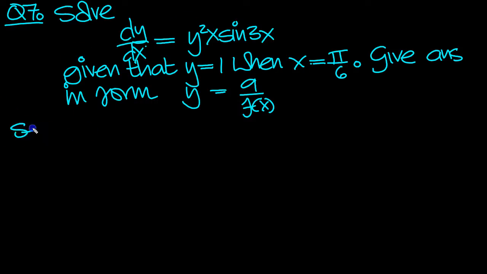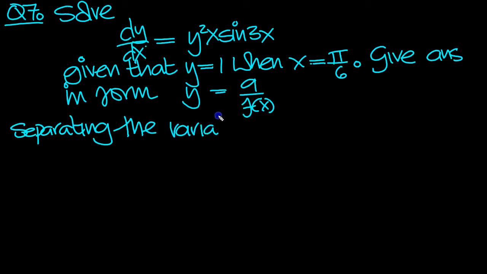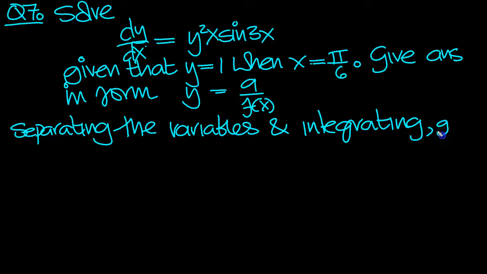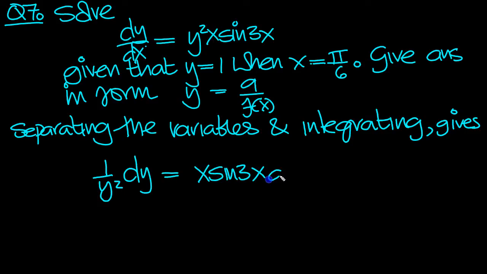So separating the variables and integrating then. Let's do that, and we'll see what we get. Separating the variables and integrating gives... Okay, well let's move the y squared down, so it's 1 over y squared on the other side. The dy will leave as is, and then move the dx up to be with the x sine 3x. So there's the variables separated then, and integrating.